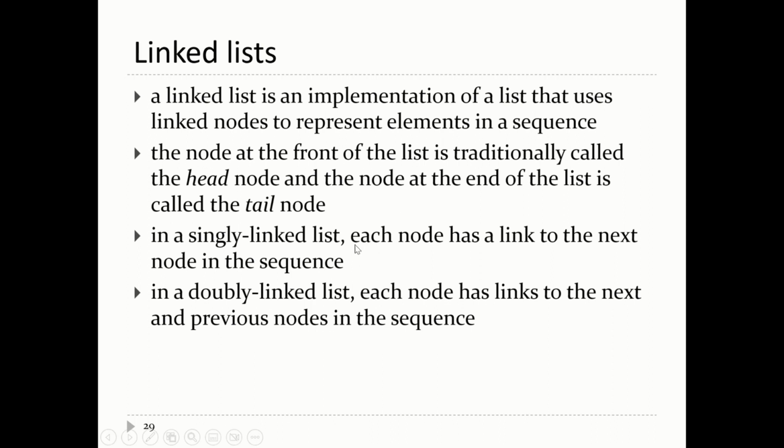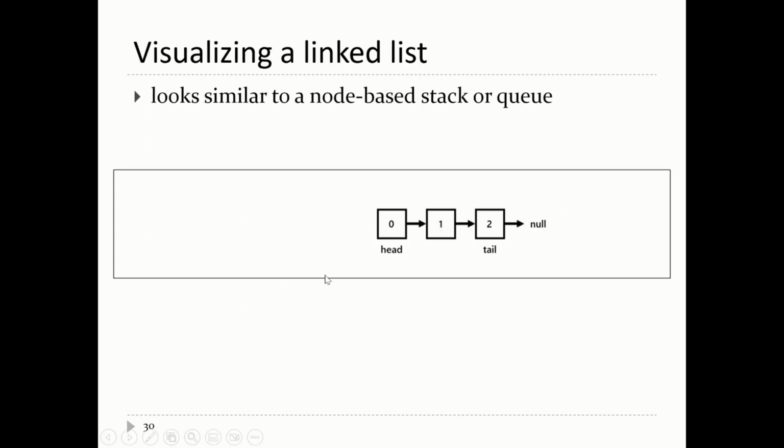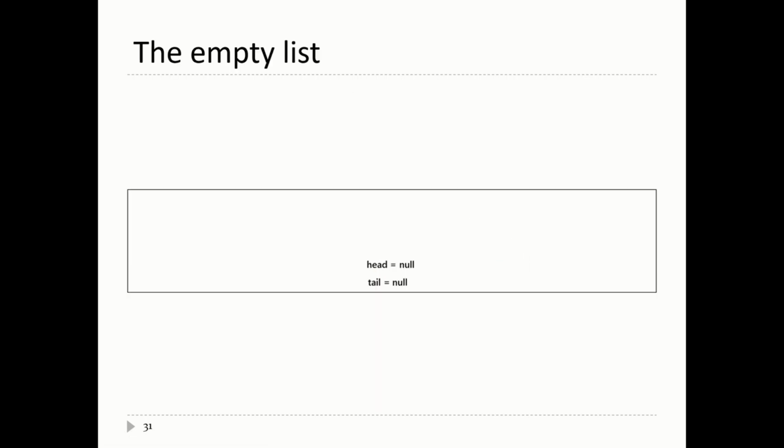In a singly linked list, each node has a link to the next node in the sequence. In a doubly linked list, each node has a link to the next node and the previous node. And that's a singly linked list, which looks a lot like a stack or a queue. That's a list of length 3, so you've got a head node and a tail node. For the empty list, your head node is null and your tail node is null, so there is no head or tail node.